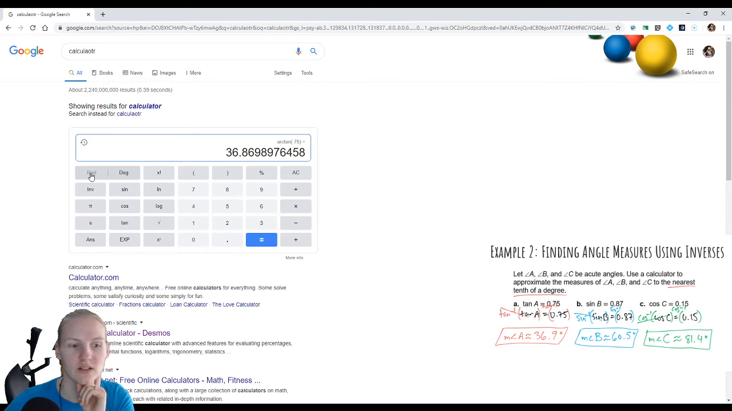Remember, if you're in radians, everything changes. So, do not be in radians. Be in degrees, hit inverse, and then there you go, the tangent inverse button. Okay, the other way to do this, and you can see that's how cosine and sine work as well.